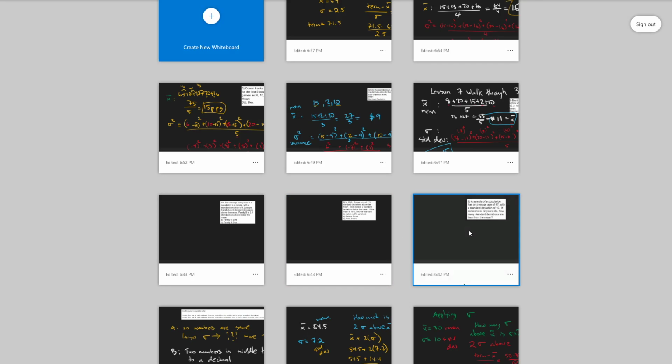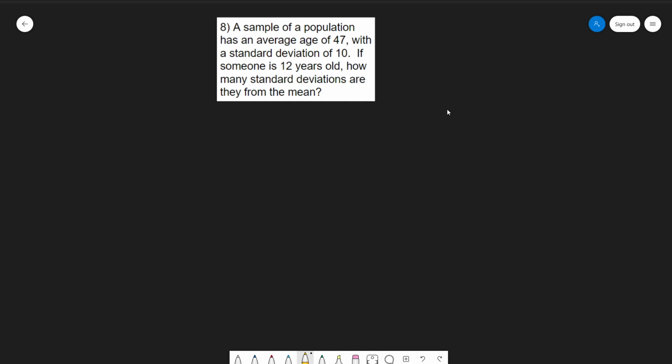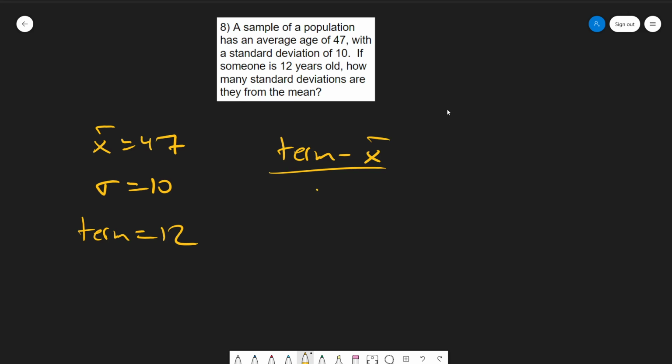Alright, let's look at number 8, which is similar. Now we've got an average age in our population of 47. And our standard deviation is 10. And we want to know if someone is 12 years old, how many standard deviations are they from the mean? So we're going to keep with our same formula that I will repeatedly write out for memory.